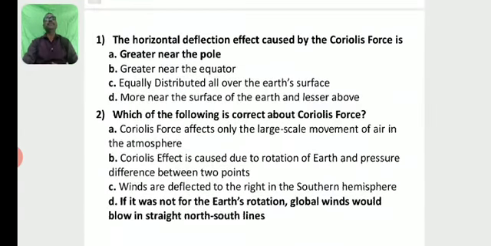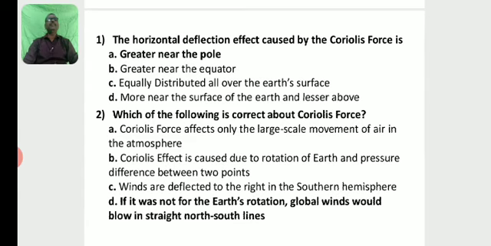So these are the multiple choice questions. So first one, the horizontal deflection effect caused by the Coriolis force is, there are 4 choices: greater near the pole, greater near the equator, equally distributed all over the Earth's surface, then more near the surface of the Earth and lesser above. Here the first one is the correct answer, that means greater near the pole.